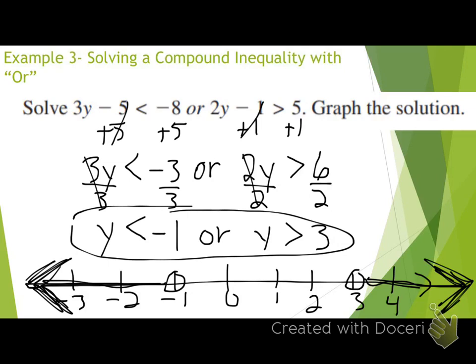Any questions on solving either and or or compound inequalities? It's everything we've been doing, right? It's just two inequalities put together with the word and or or. Any last minute questions?